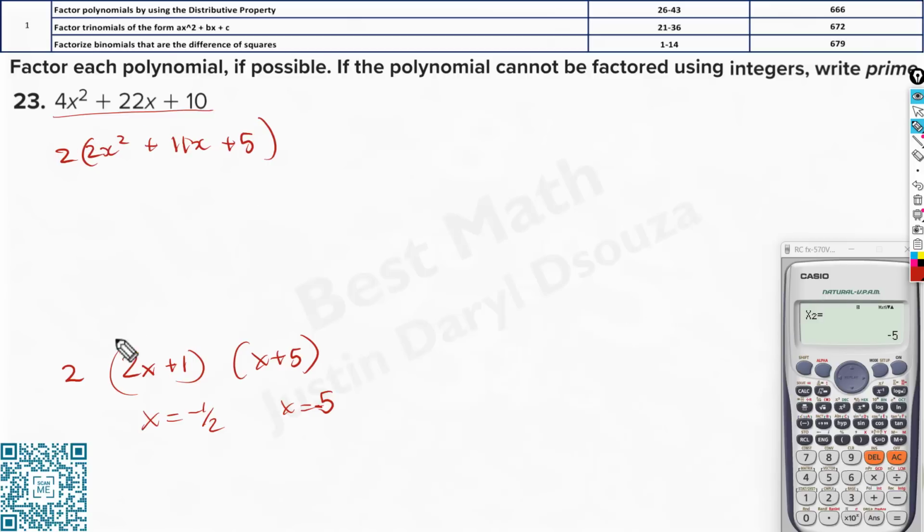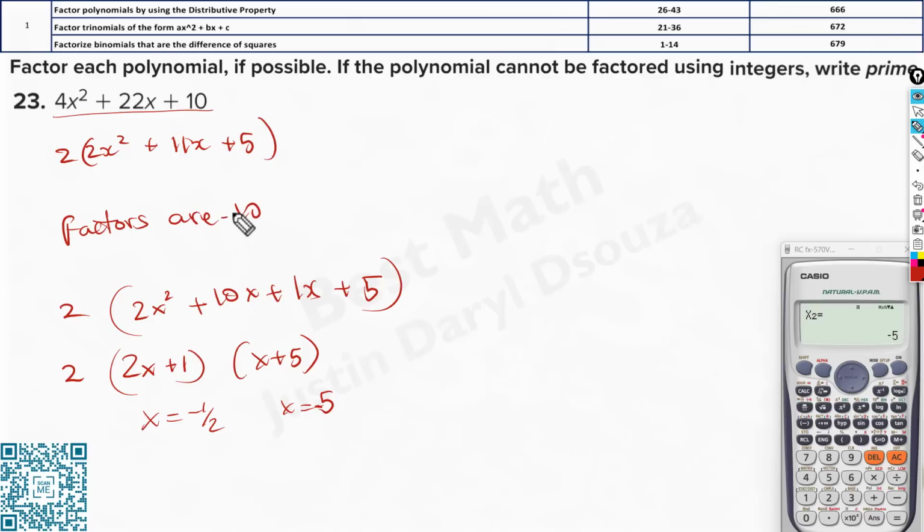And now we multiply this 2 inside, it'll be 2x squared plus 10x plus 1 times x is 1x plus 5. This entire thing will be multiplied by 2. After this step, you have to leave some space here. You have to write factors are 10 plus 10 and plus 1.